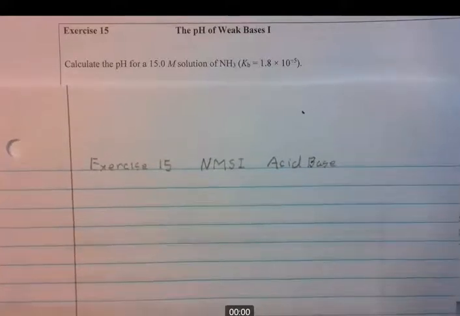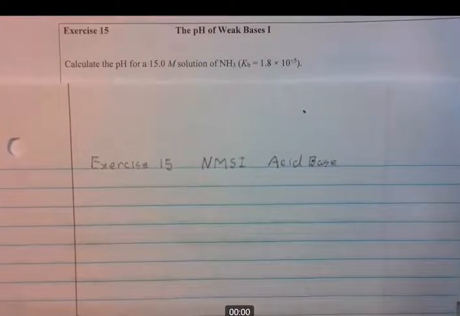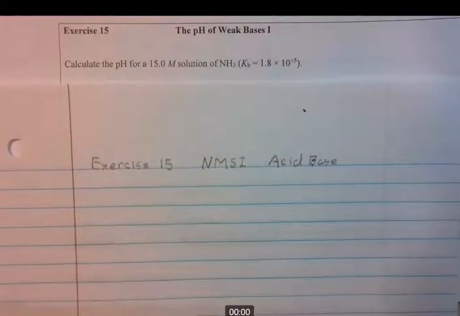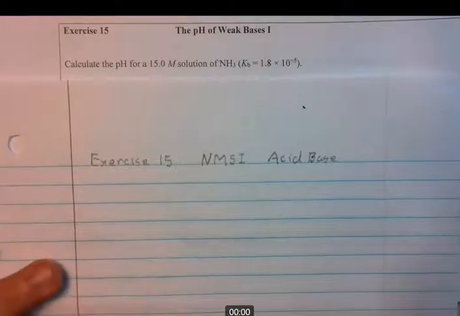And it gives you a Kb also. So let's see, that's going to indicate that to use a Kb, you're going to need to know the ammonia, the ammonium, and the hydroxide concentration. Let's go ahead and write that equation.